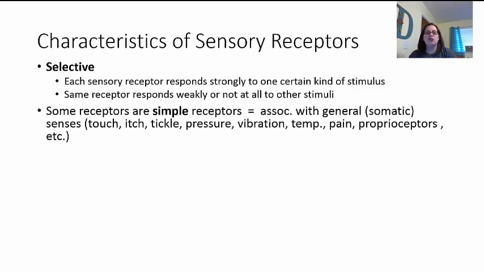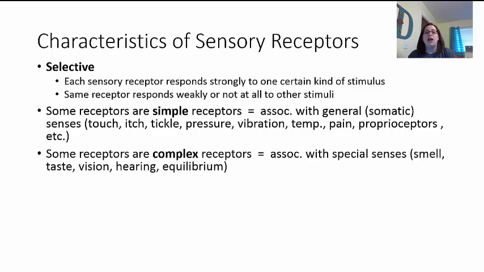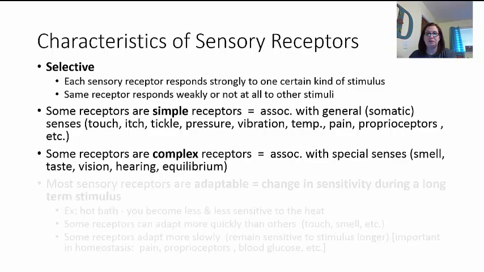Now, some receptors are what we call simple receptors. They're associated with general or somatic senses like touch, itch, tickle, pressure, vibration, temperature, pain, and proprioceptors. And these are the ones we're going to focus on in this chapter. We also have complex receptors. Complex receptors are seen more with your special senses, like smell, taste, vision, hearing, and equilibrium, which we'll talk about in the next chapter, chapter 17.